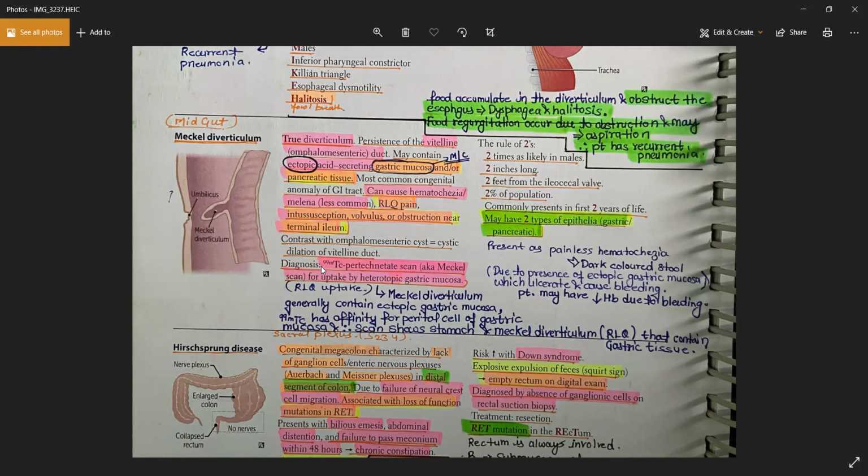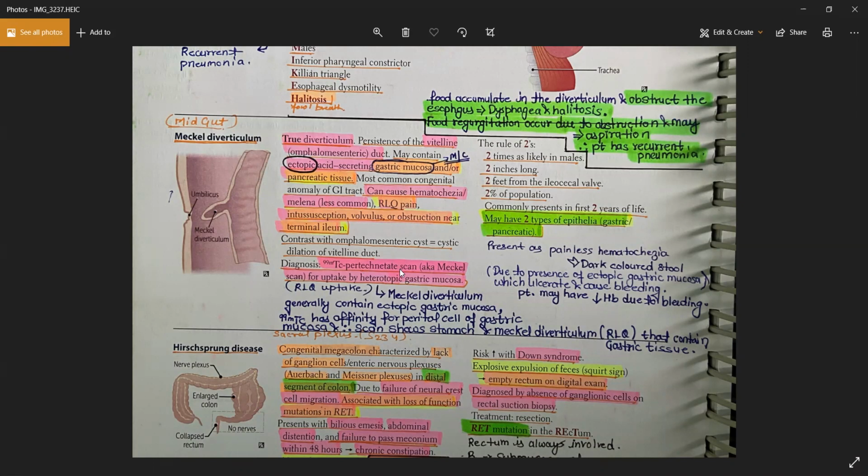If you remember, we discussed a similar scan previously, the pertechnetate scan. Yes, exactly, it can also locate thyroid tissue. So you can use this scan for the gastric mucosa, and you can use it for the location of thyroid tissue. You can use this scan in other areas also, not just these two, and you can detect other tissues with the help of this scan.